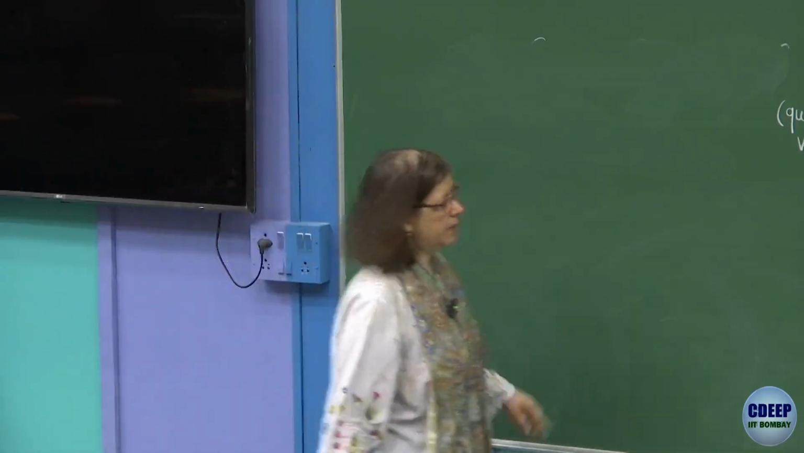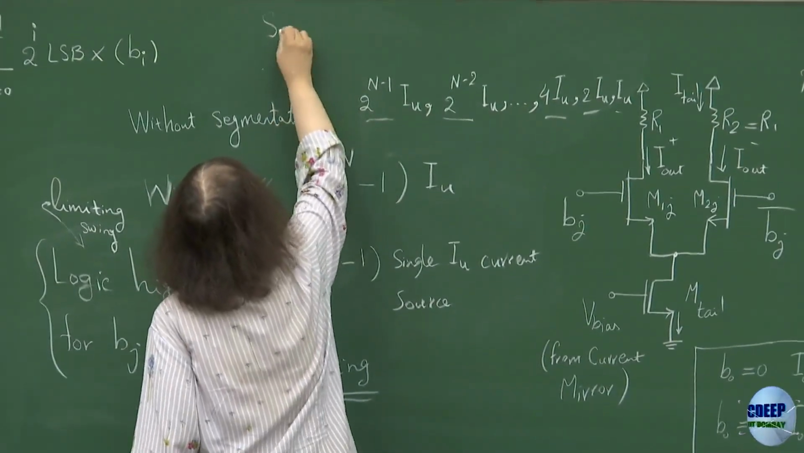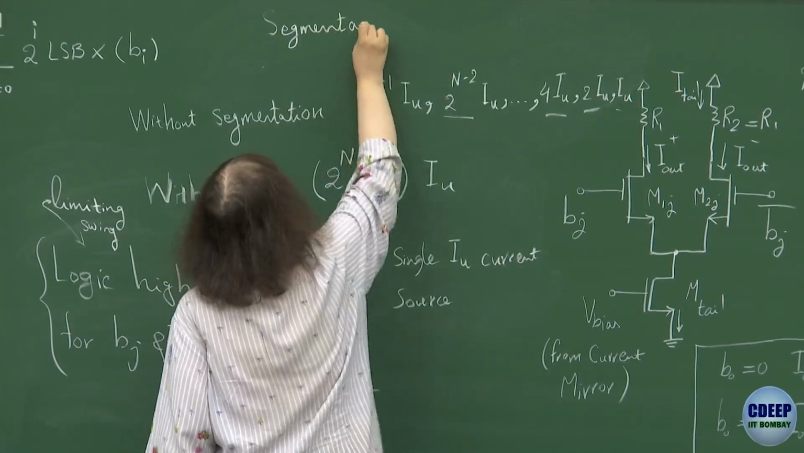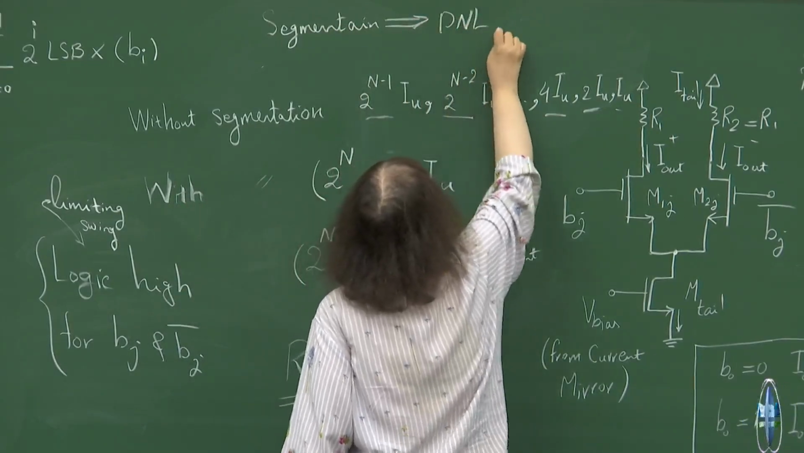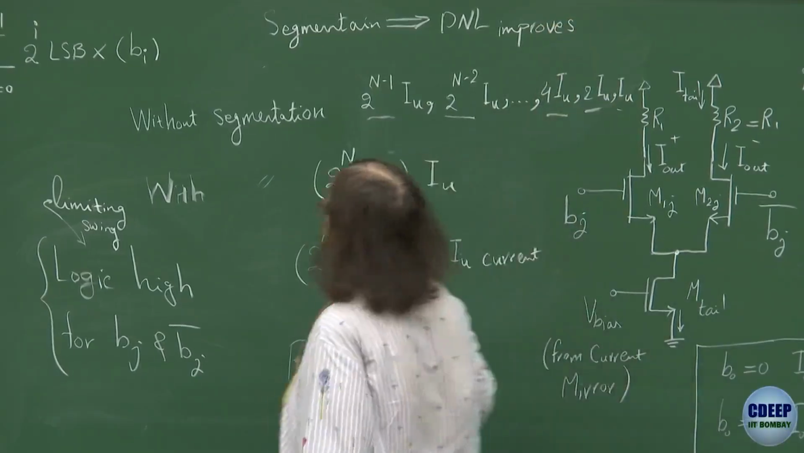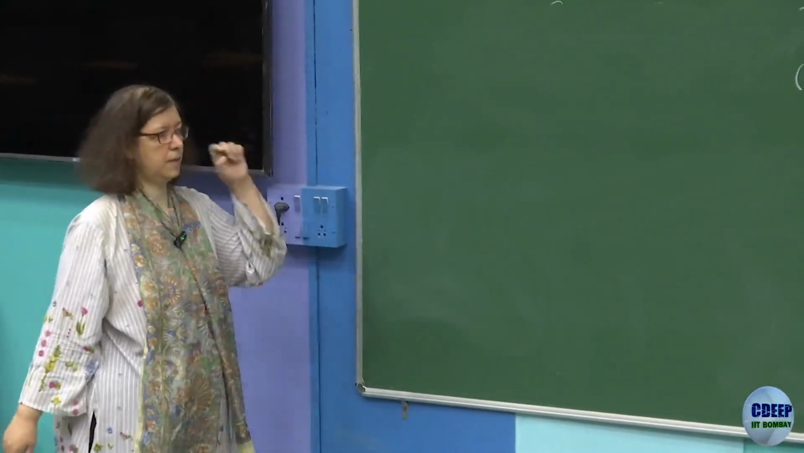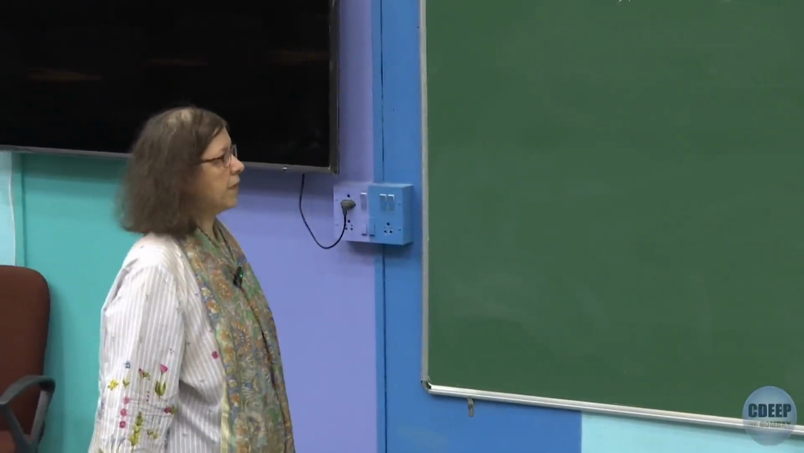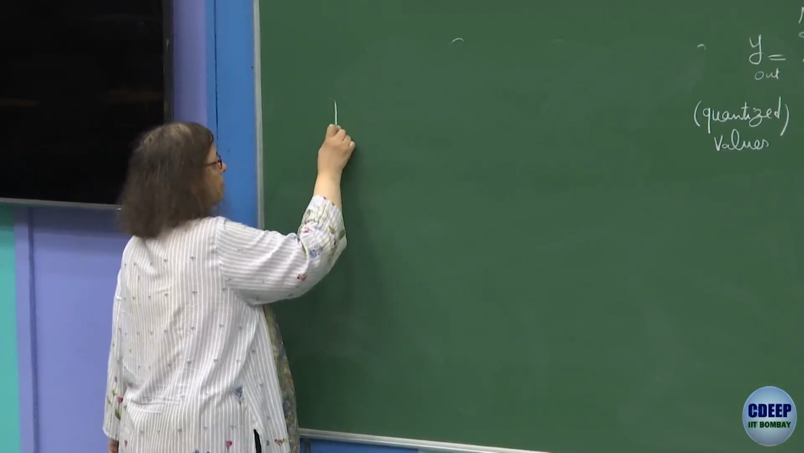So eventually, let me just write here. With segmentation, DNL improves. Because the problem with the binary weighted is actually DNL, it's some codes, and that improves. The rest will remain the same compared to unity gain sizing. So one of the other problems is that anyway we are using transistors.